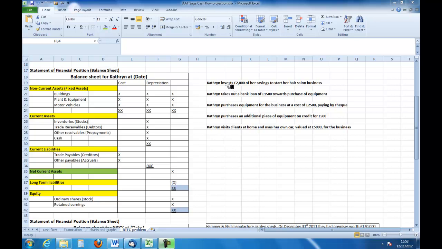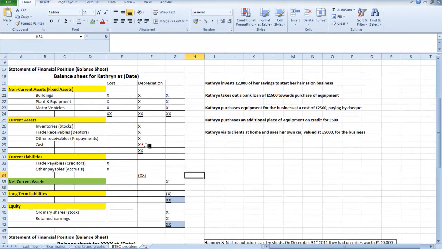Catherine invests 2,000 of her savings to start her hair salon business. Right. So she has cash. So here we're going to put in the £2,000, which is her cash, and she then has the equivalent of £2,000 in equity, except that in this case they are referred to as capital or owner's capital, they're not shares.